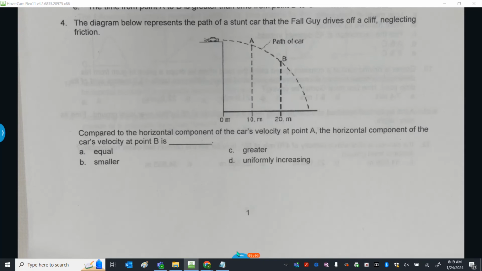We just talked about this in the previous question. The horizontal component is the same everywhere because horizontal acceleration is 0. So A and B have the same horizontal velocity, but so does every point in between them, and so does every other point on that trajectory. So long as you are in free fall, your horizontal velocity remains constant. The answer to number 4 should be A.